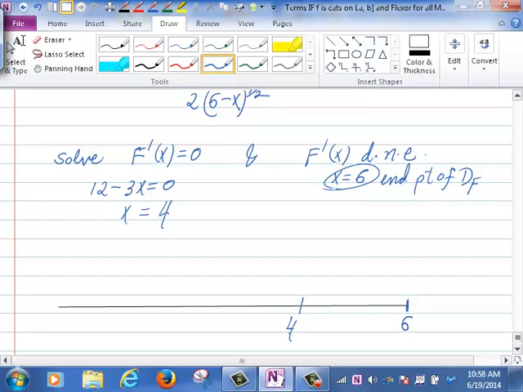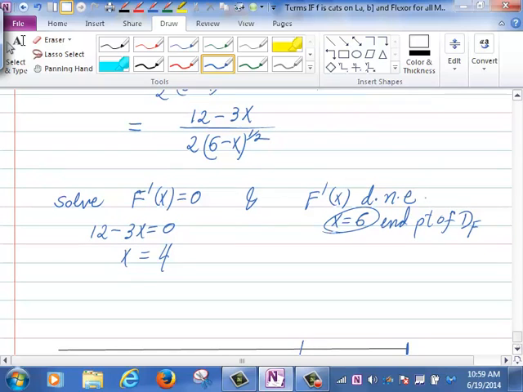Now I have to decide where the derivative function is positive and negative. If you look at the derivative, the denominator is positive. Why? Because it's the positive even root, right? So all I have to see is whether the numerator is positive or negative. To the left of 4, the easiest thing to plug in is 0. If I plug in 0, clearly it's positive. So positive, positive, positive. And if I plug in something between 4 and 6, for example 5, clearly I get negative.